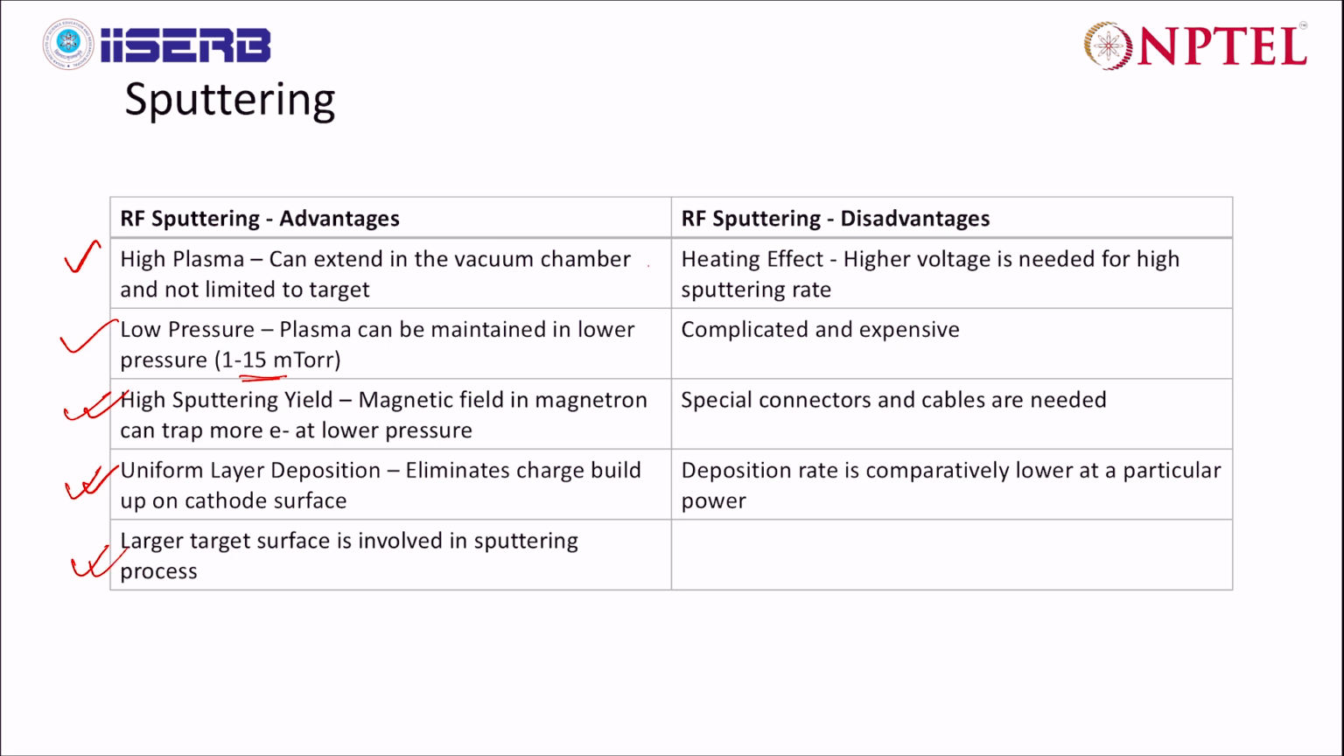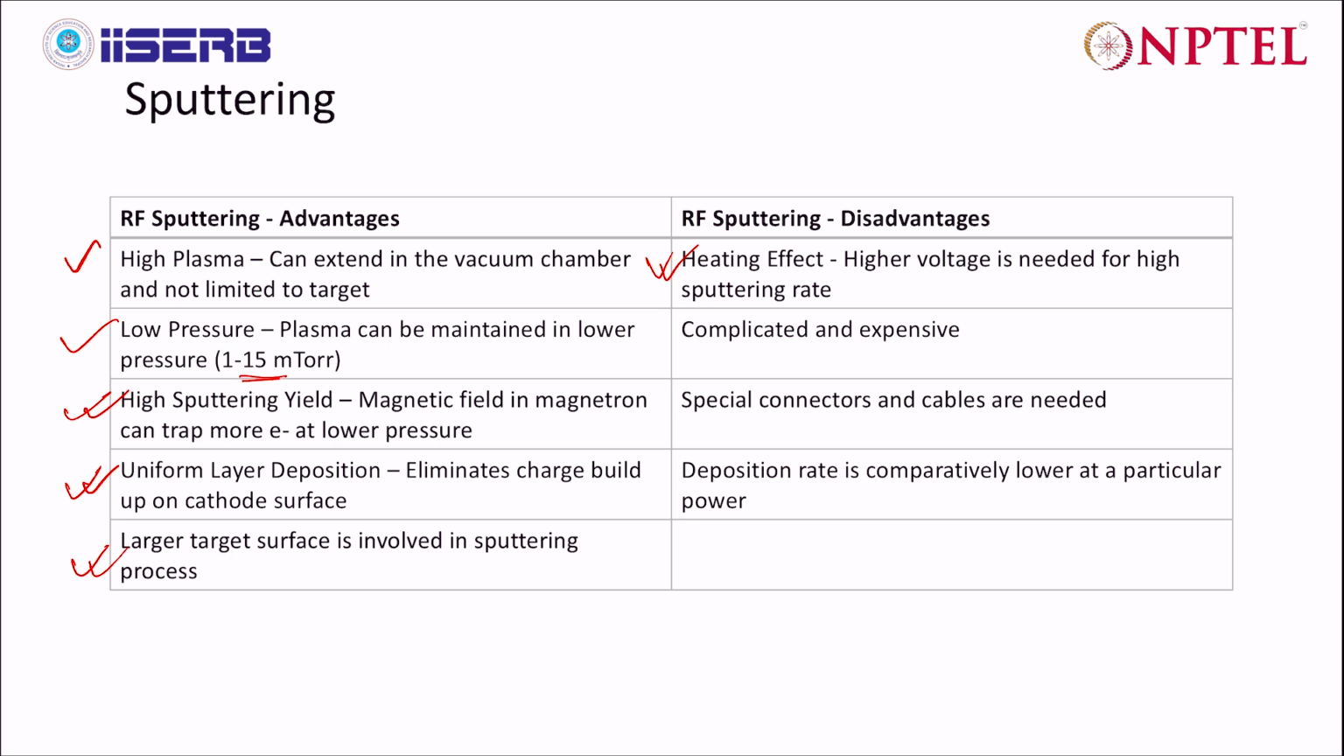However, it has some disadvantages as well. It has a heating effect associated with it. Higher voltage is needed for high sputtering rate, so it may create heat in the chamber. Then, it is complicated and expensive. The entire process is a bit complicated because you have to attach an RF power source there, and also it is expensive compared to DC. Special connectors and cables are needed, because for RF, a special connector and cable is needed. Normal cables and connectors are not sufficient.